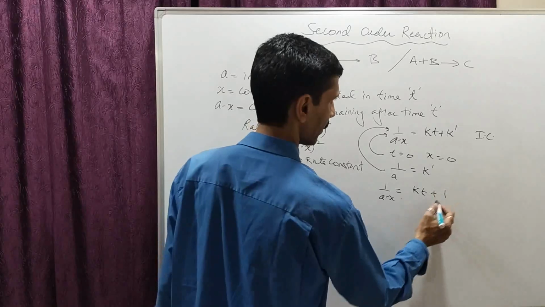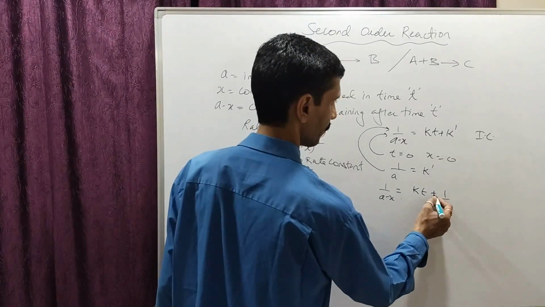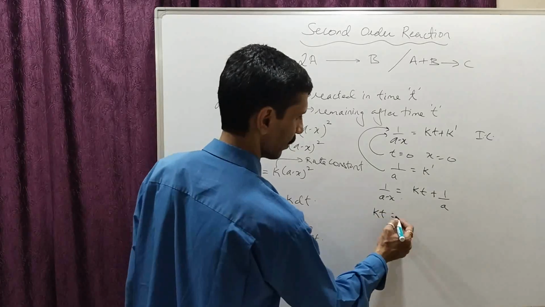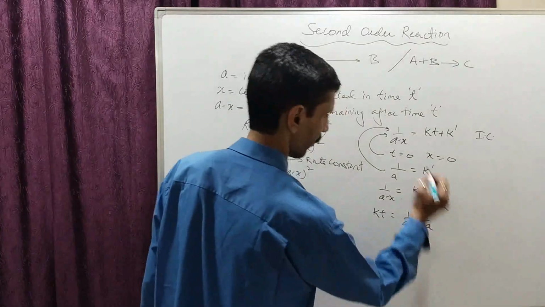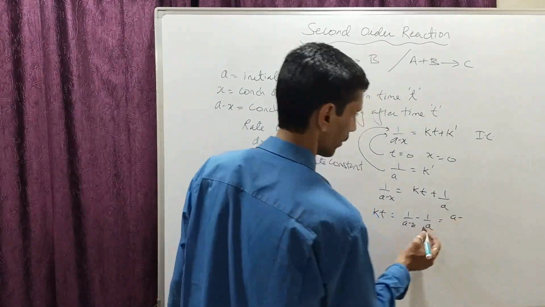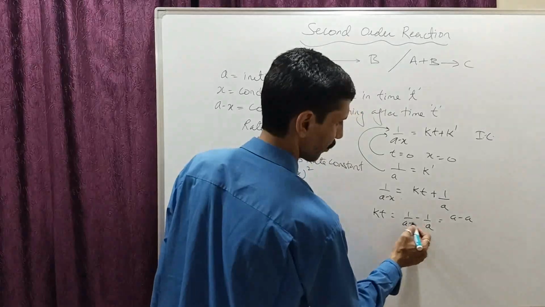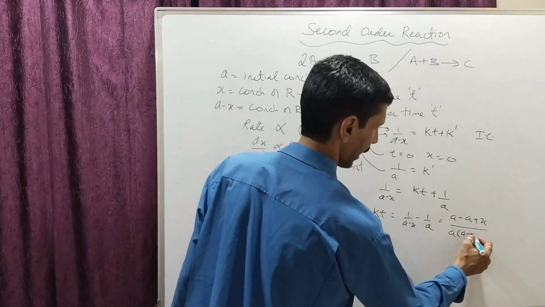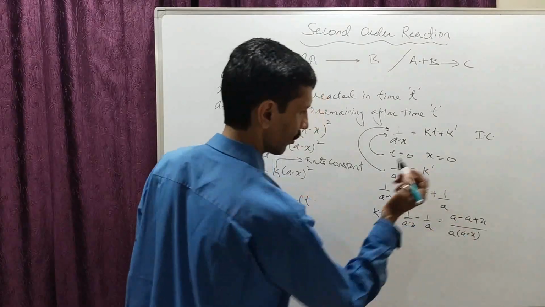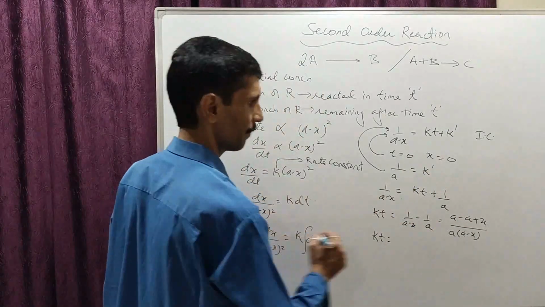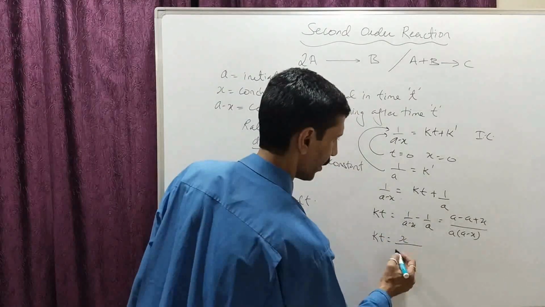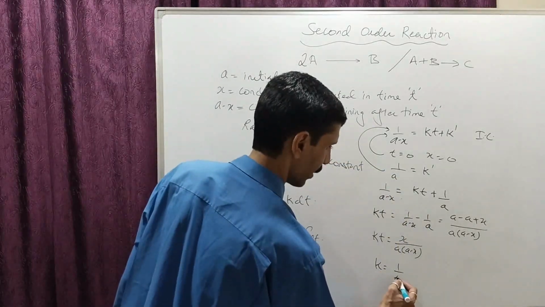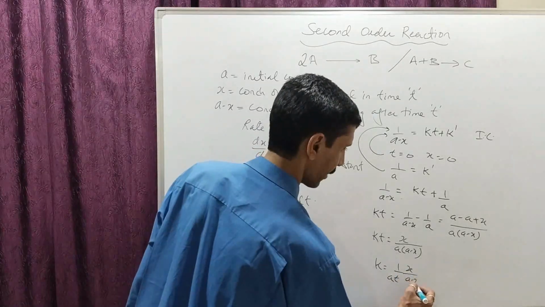kt plus 1 upon A. This is what we get. Okay, 1 upon A minus X is equal to kt plus 1 upon A. So kt will be equal to 1 upon A minus X minus 1 upon A. So that is equal to A minus of A. Now this is minus minus, so it becomes plus, so plus X into A minus X. Now this A and this will cancel, so what remains is kt is equal to X upon A into A minus X. So we have k is equal to 1 by t into X upon A into A minus X.